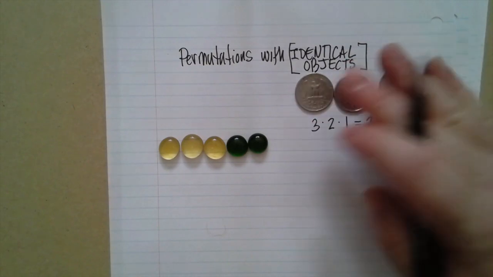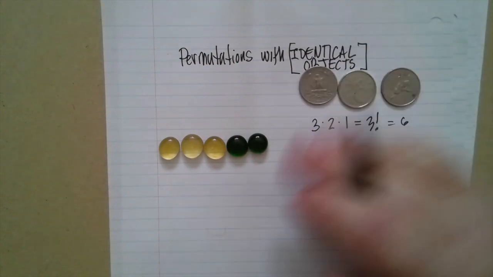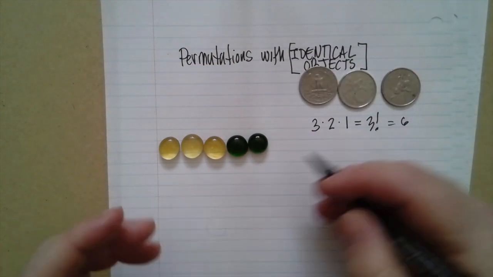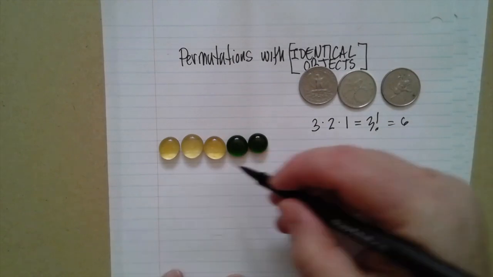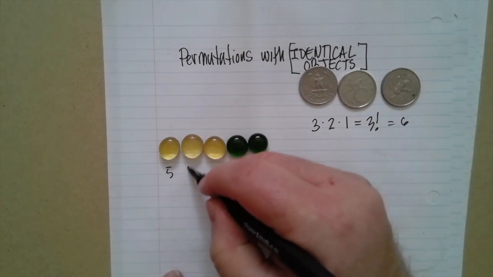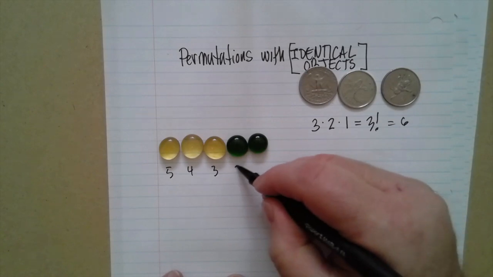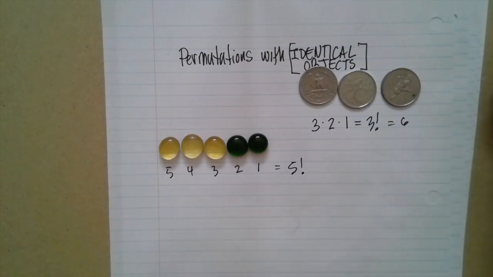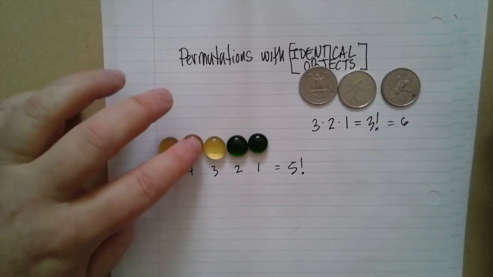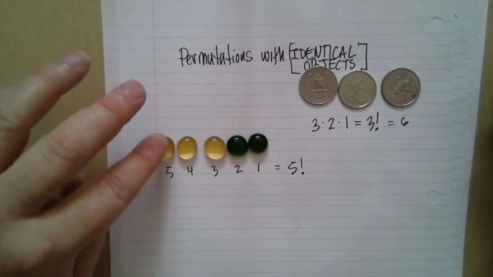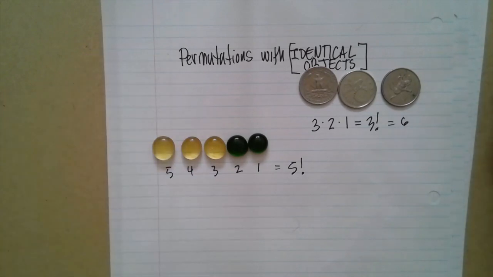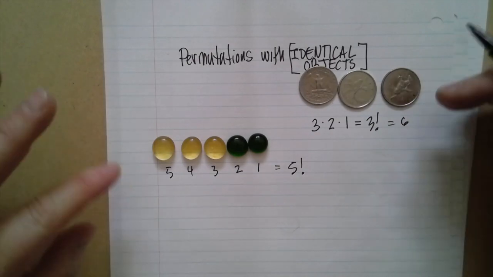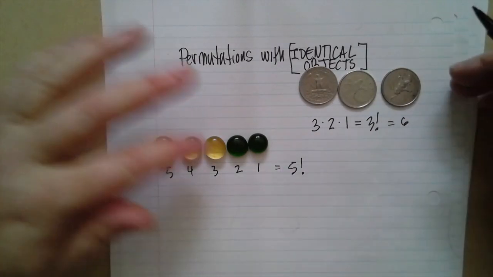Now, what if we have 5 things like this? Well, if they were all different, we would have 5, 4, 3, 2, 1, or 5 factorial choices. But notice that if I switch these two around, being the same color, it doesn't look any different. And so what we need to do is find a way to divide out all these repetitions.